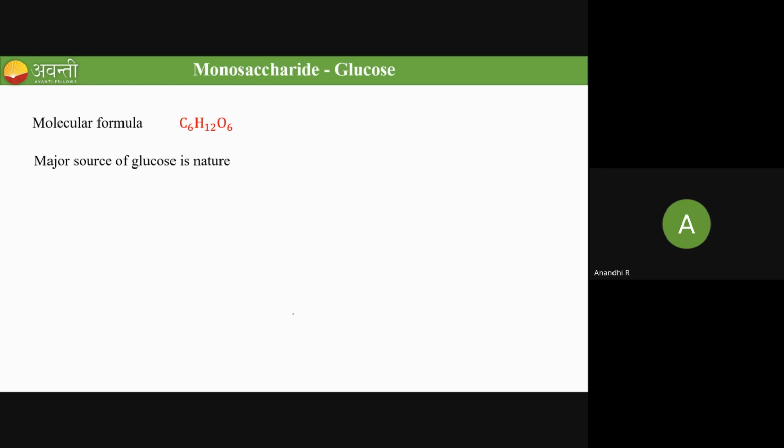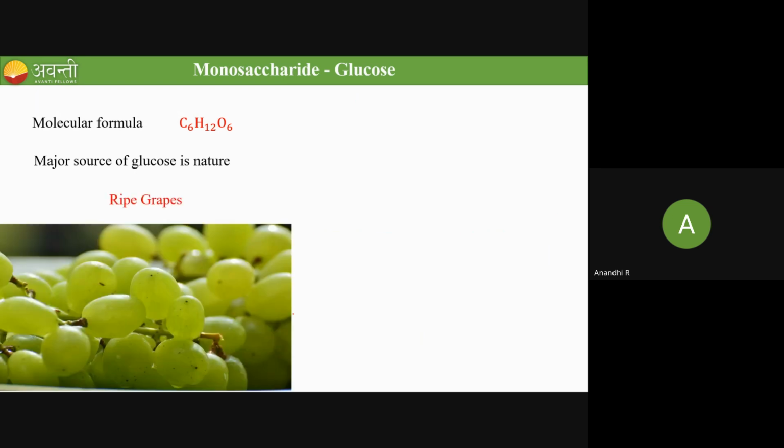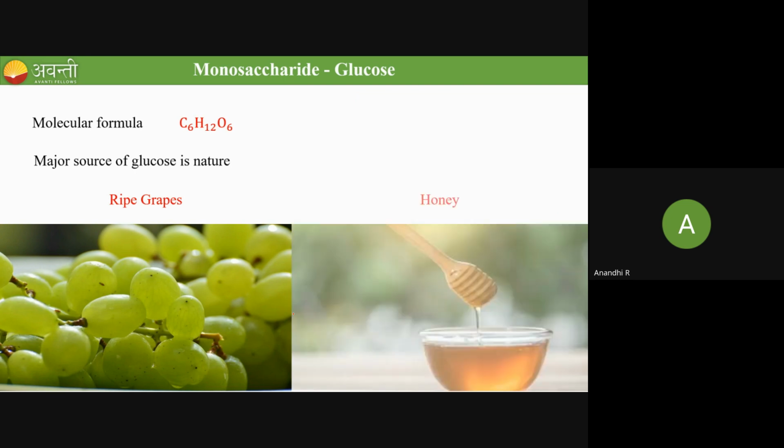So the molecular formula for glucose is C6H12O6, and the major source of glucose is nature only. In nature, we find glucose in a very major composition. In ripe grapes, you can find glucose. And in honey also you can find glucose present in it. So these two are the natural sources containing glucose.